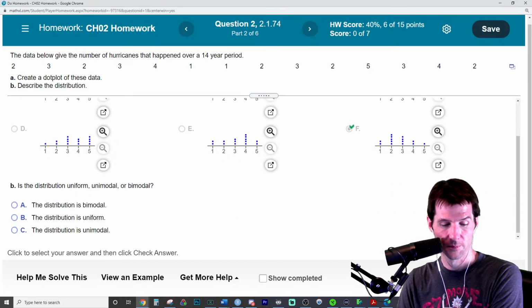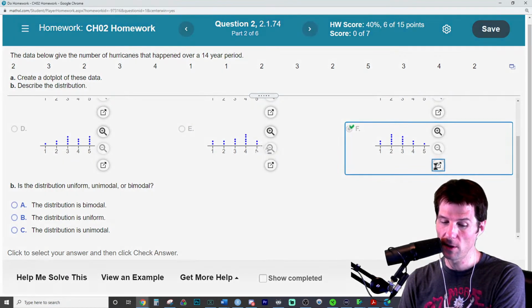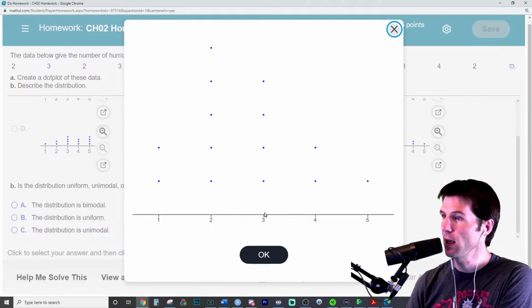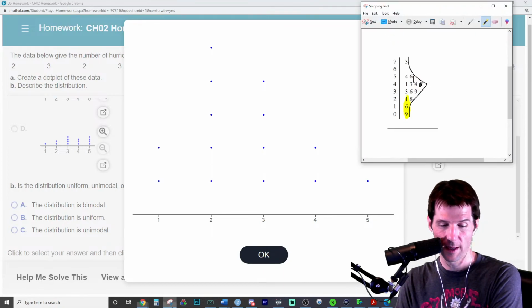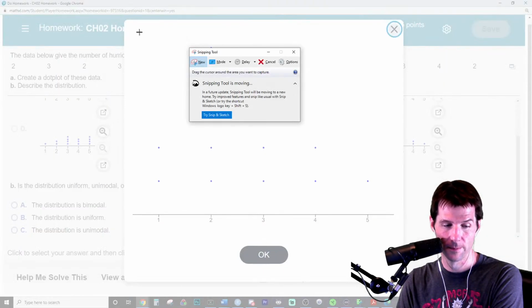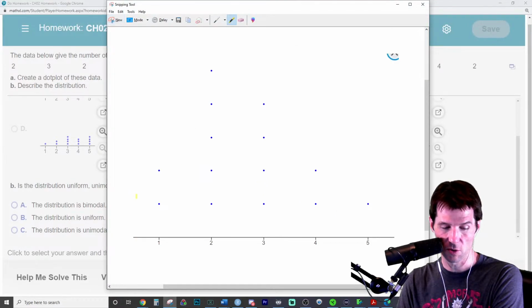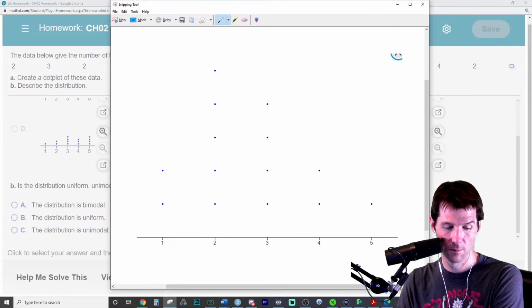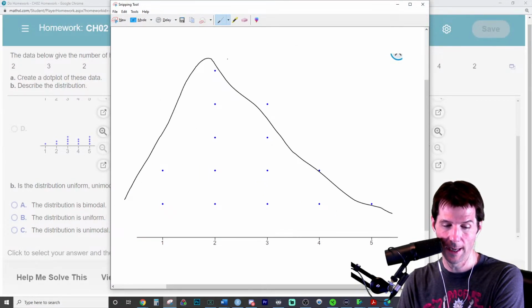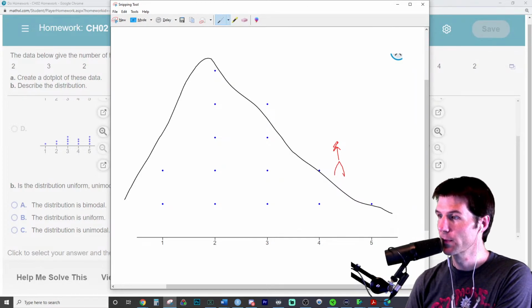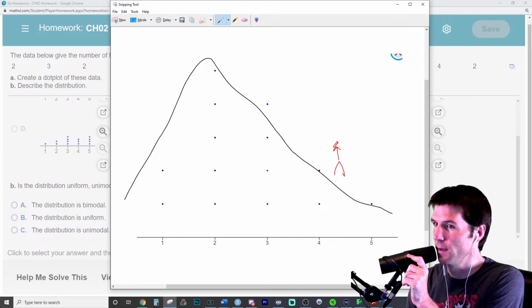So we got it. How does this distribution look? How many peaks are on this mountain? So let's draw our mountain. How many peaks are on that mountain? And then we'll draw our little hiker guy. Or is it flat? Is that a flat mountain? Best drawings ever. How many peaks are on that mountain?